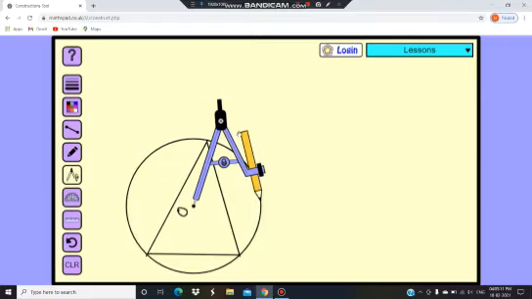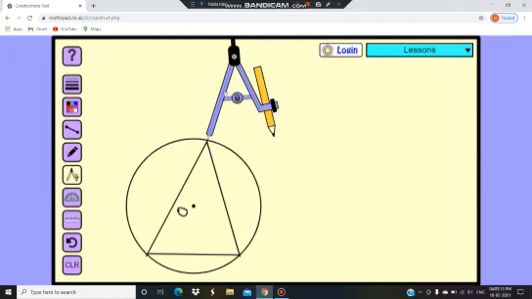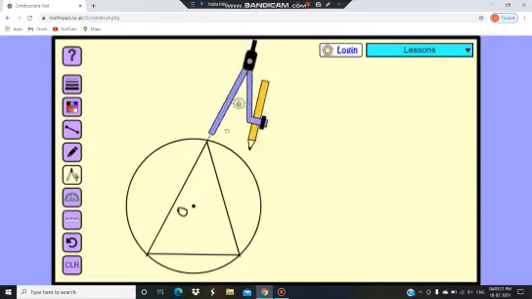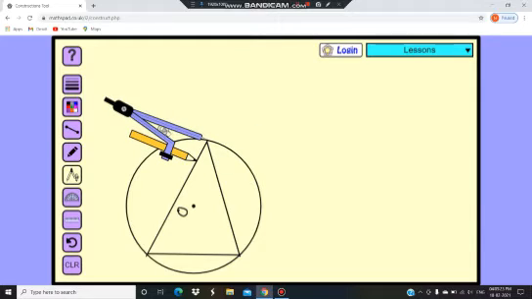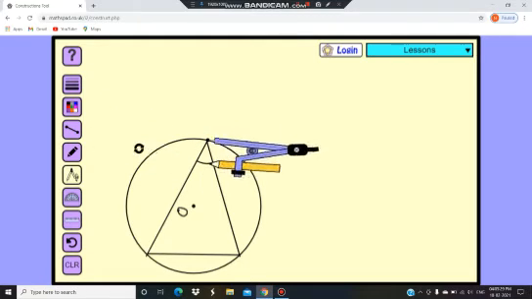Now we have to take a rounder. Whichever is the upper vertex of the triangle, on that we have to keep the pointer of the compass, and we have to make an arc. On the two sides of the triangle, we have to make an arc like this.